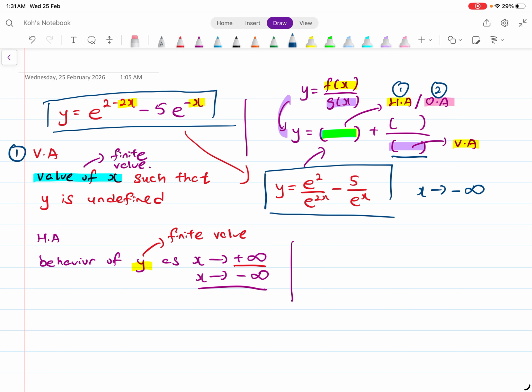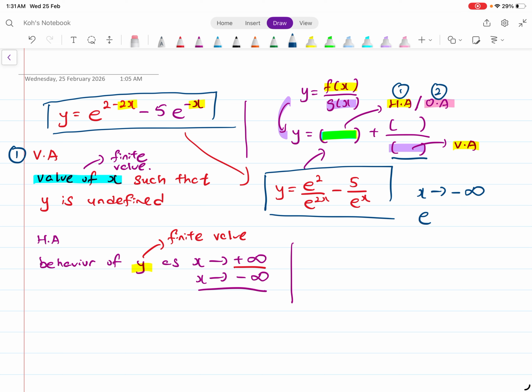For example, as x tends to negative infinity, we know that e to the power of negative infinity will tend to 0. So this part and this part will tend to 0, which means the whole of y will become infinity. But since x tends to negative infinity, this is not of finite value, meaning that there shouldn't be any vertical asymptote. So yep, that is the very first part.